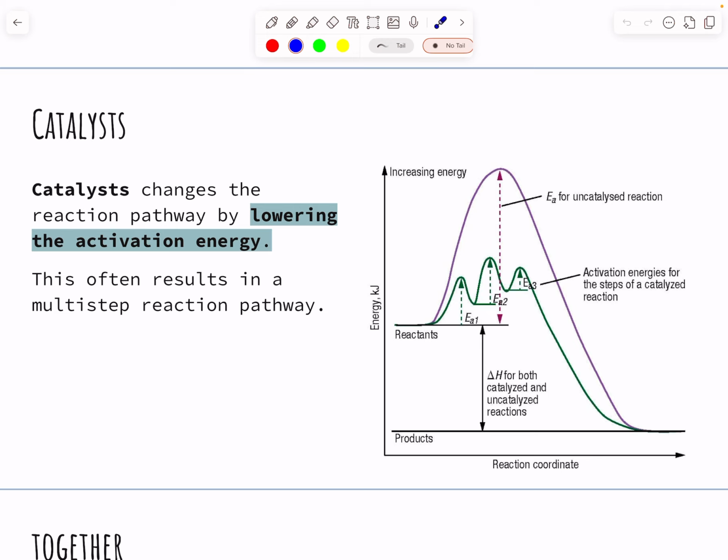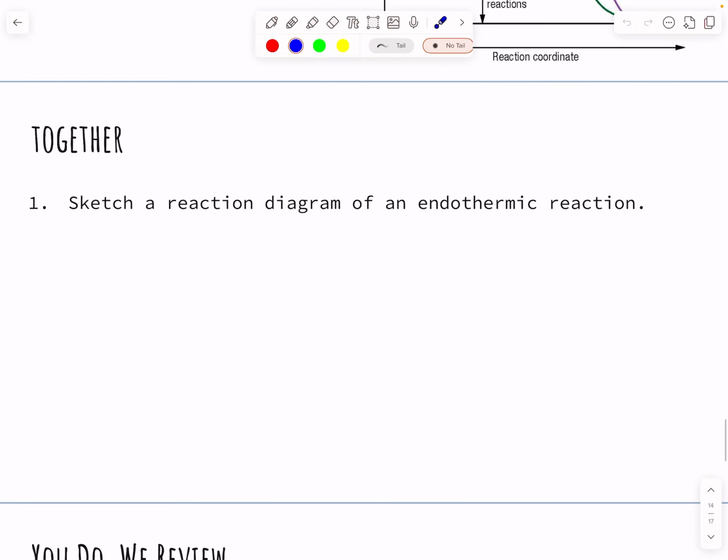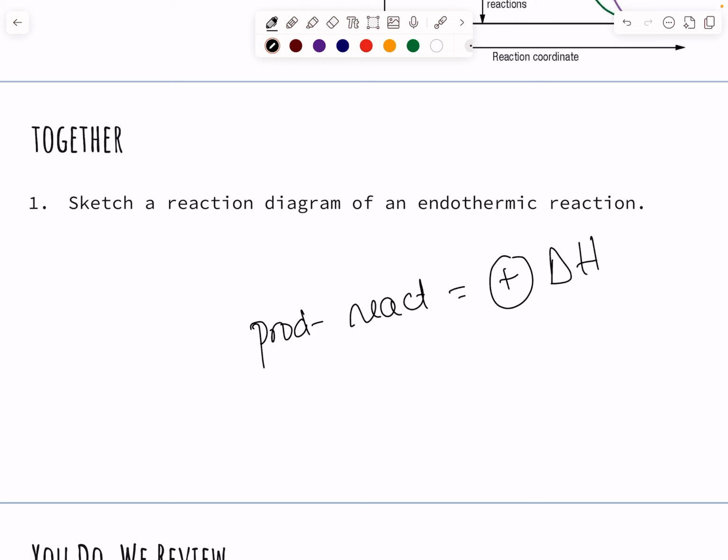All right, let's look at the we do's and the I do's. So the first one is sketching a diagram of an endothermic reaction. Obviously, you see that on your page in front of you. The big thing there is that your products have to end up higher than your reactants, which is a fancy way of saying that when you take your products and subtract out your reactants, so products minus reactants, you should get a positive delta H, which then you see it in front of you kind of looks like this. There's a better one, obviously, in your notes, but that's how it should look.